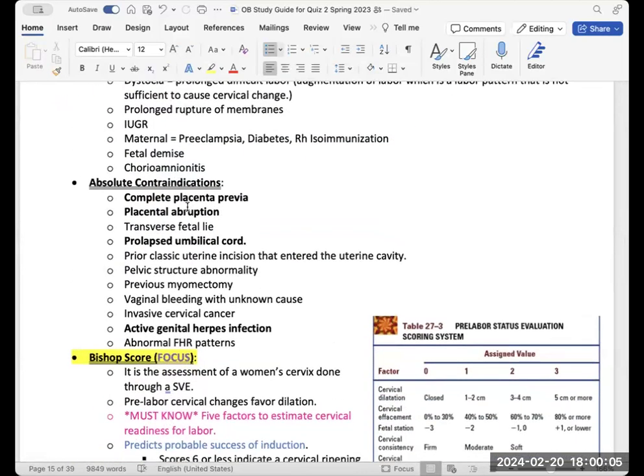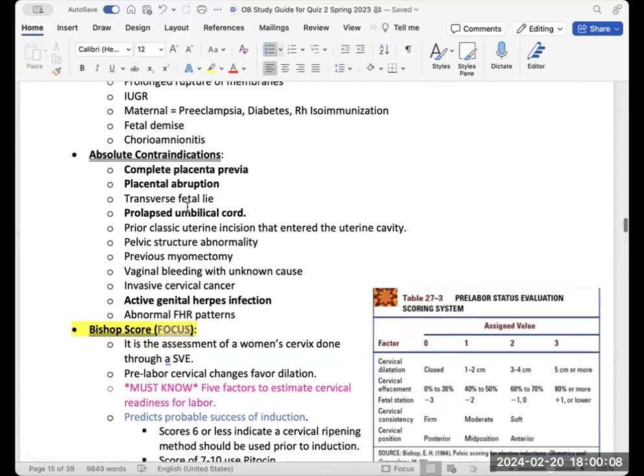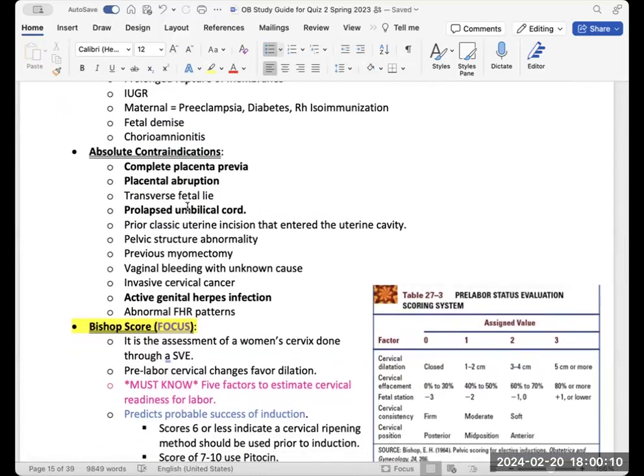Now, know these absolute contraindications. Complete placenta previa, we're not going to induce them. Placental abruption, we are not going to induce them. If the fetus is transverse, we're not going to induce them. If they have a prolapsed umbilical cord, where that cord's like around the neck of the baby, we're not going to induce them, right?